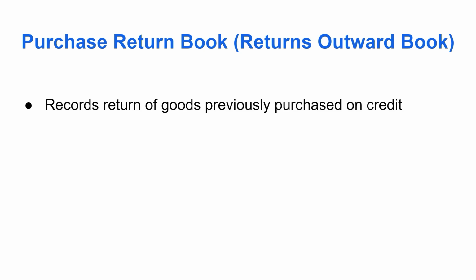Purchase return book, that is returns outward book. While purchasing the goods, if we have purchased on credit and now we are returning it to the suppliers, those transactions are recorded here. If we have purchased the goods on cash and now we are returning those goods, it is not recorded here. It is recorded in the cash book because it is not a credit purchase at the time of purchase.